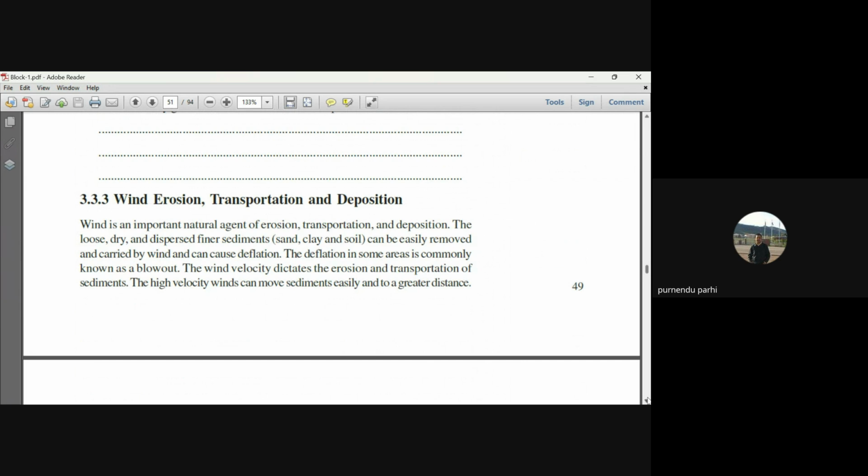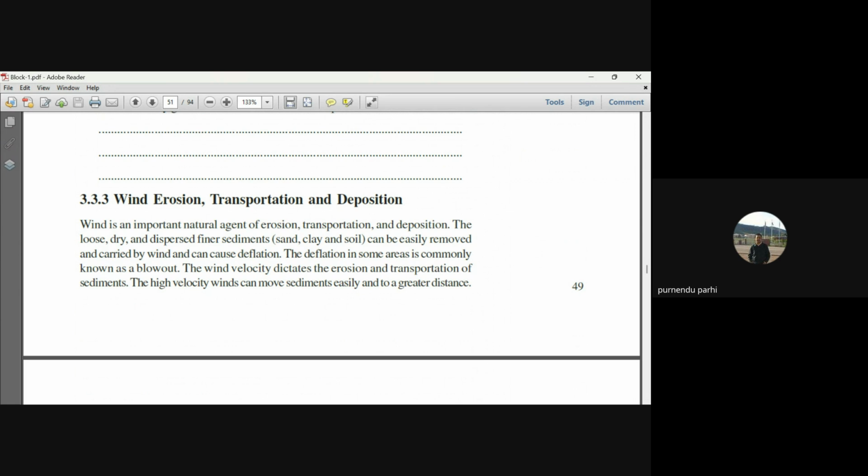Wind erosion, transportation, and deposition. Wind is an important natural agent of erosion, transportation, and deposition. The loose, dry, and dispersed finer sediment can be easily removed and carried by wind, causing deflation. Deflation in some areas is commonly known as blowout.